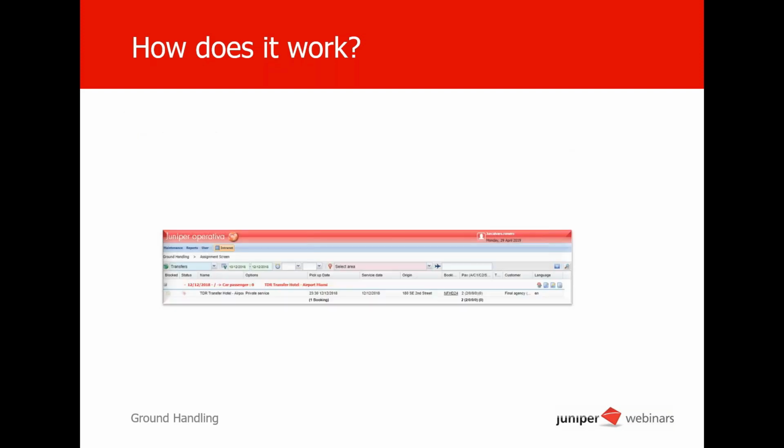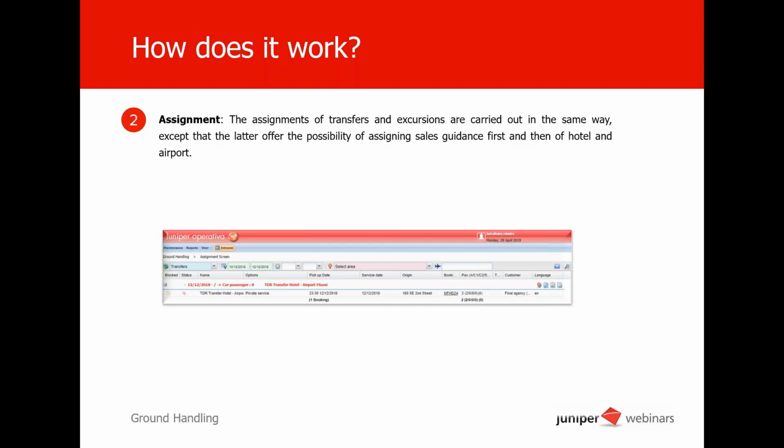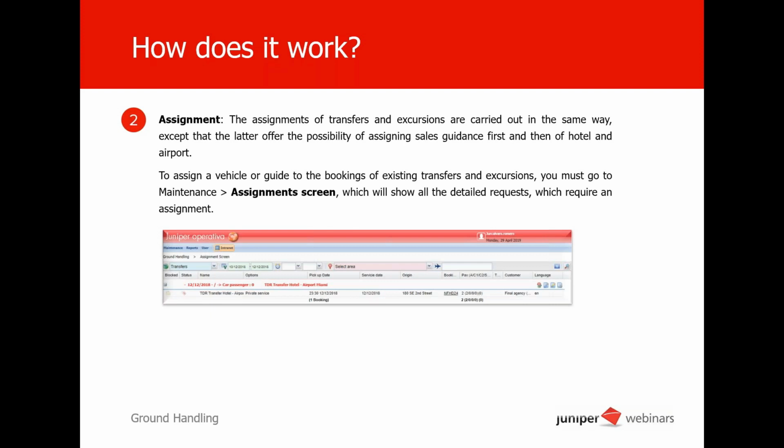Assignment. The assignments of transfers and excursions are carried out in the same way, except that the latter offer the possibility of assigning sales guidance first and then of hotel and airport. To assign a vehicle or guide to the bookings of existing transfers and excursions, you must go to the Maintenance Assignment screen, which will show you all the detailed requests which require assignment.